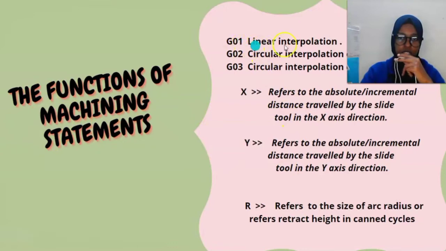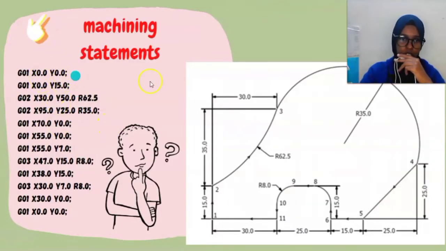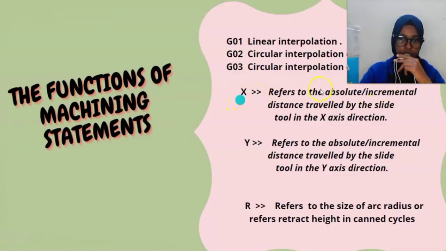As I say, G01 is a linear interpolation, and G02 is circular interpolation clockwise direction, and G03 is circular interpolation counterclockwise direction. And this X and Y refers to the distances. For example, X refers to the absolute and incremental distance traveled by the slide tool in the X direction, and Y refers to the absolute or incremental distance traveled by the slide tool in the Y axis direction.